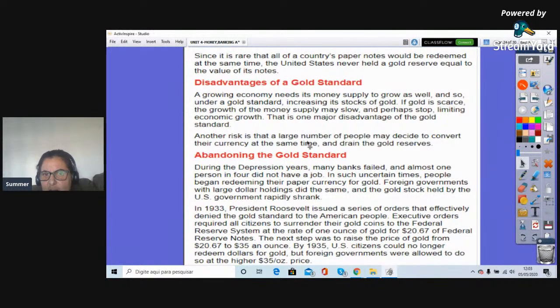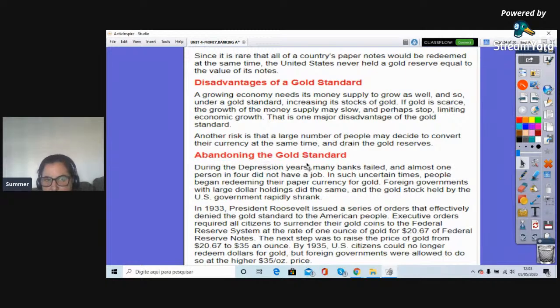Another risk is that a large number of people might suddenly decide, I want to convert my currency at the same time and I want gold. And therefore, they can drain the gold reserves the government has if everybody decides to go and exchange their dollars for gold. This was a risk.